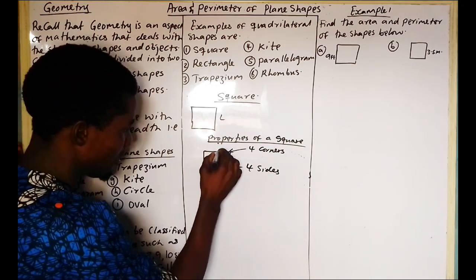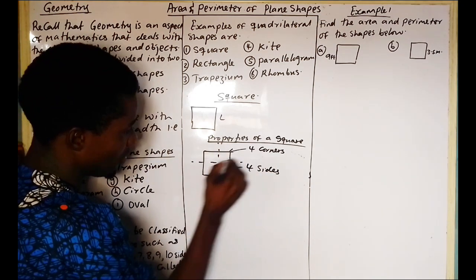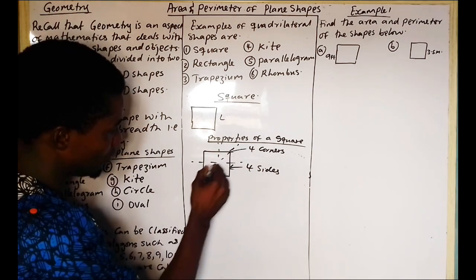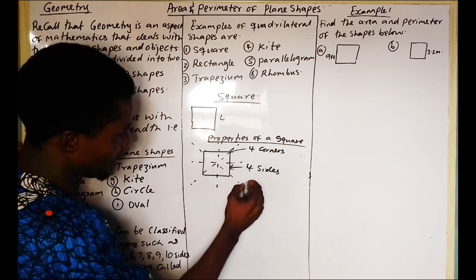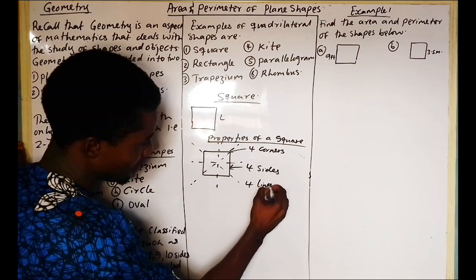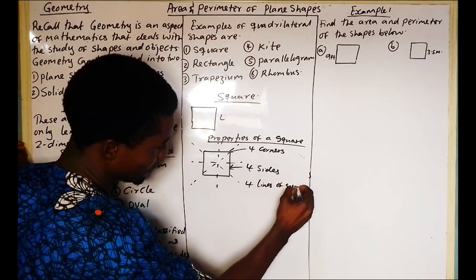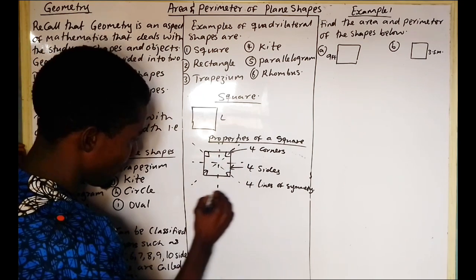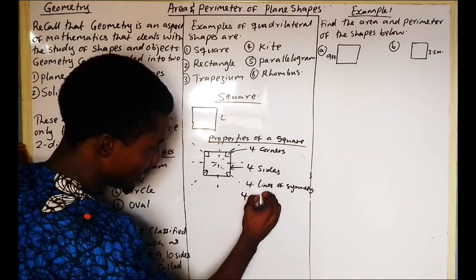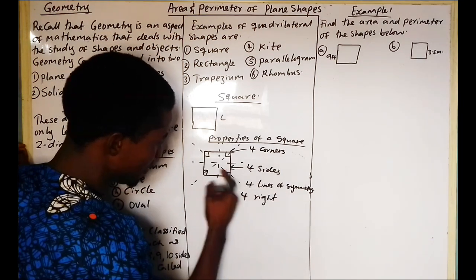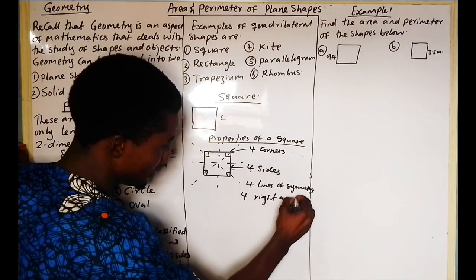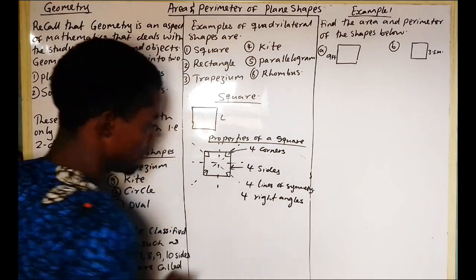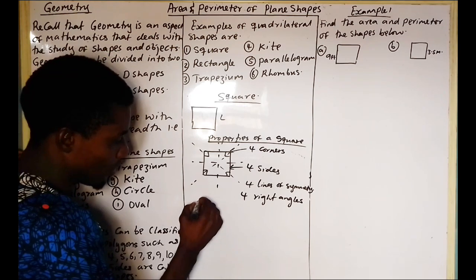It has four lines of symmetry. This is the first one, second one, third line, fourth line. Four lines of symmetry. It also has four right angles. You can also see four right angles in a square.